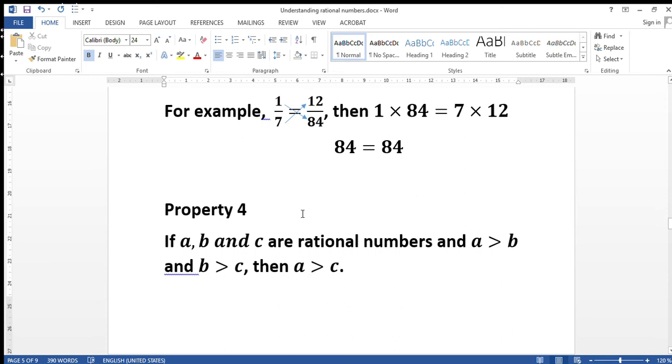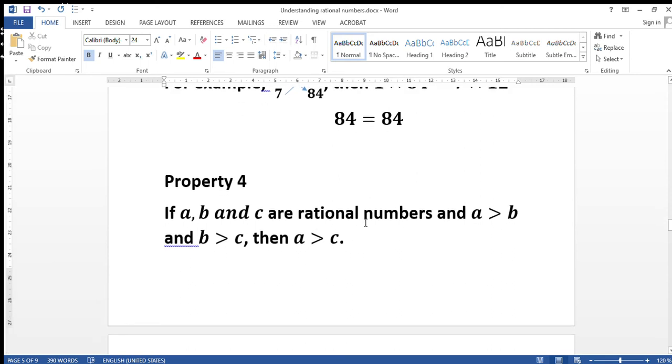Alright, next property, we have property number 4. I can't give a name for this one, but really it's just stating whether the statement is correct. Right here we have: if A, B, and C are rational numbers and A is greater than B and B is also greater than C, then A must be greater than C. So this is just a statement, and we're just checking if the statement is correct.